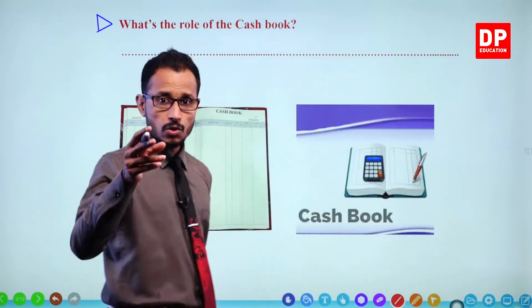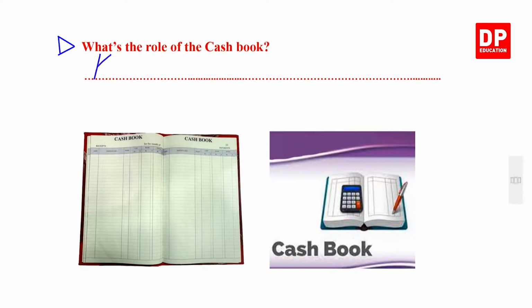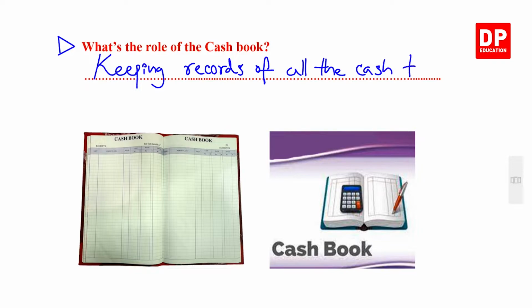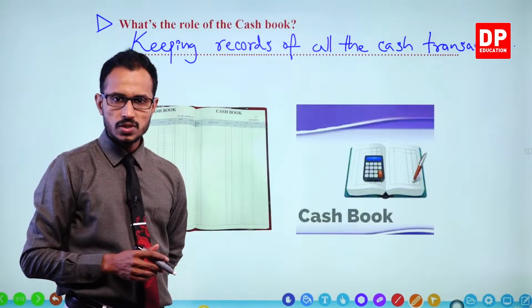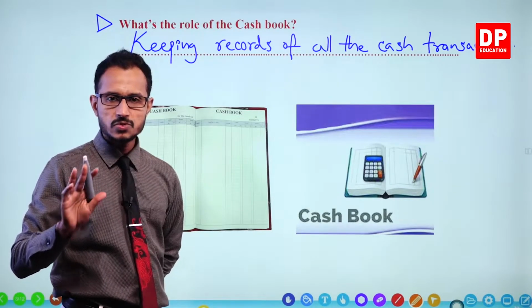Shall we write it down? The role of the cash book: keeping records of all the cash transactions. All the cash transactions. Okay. Simple. Keeping records of all the cash transactions.